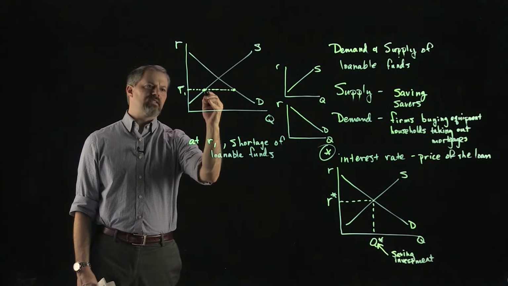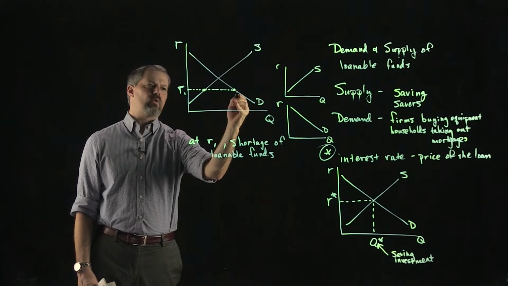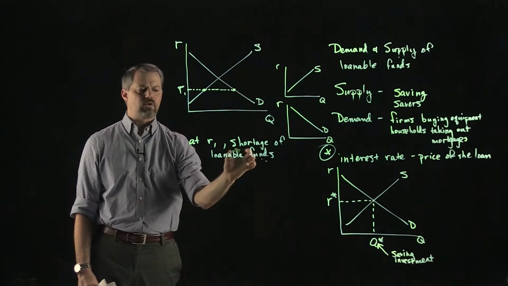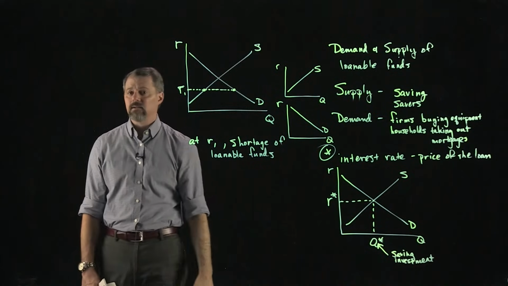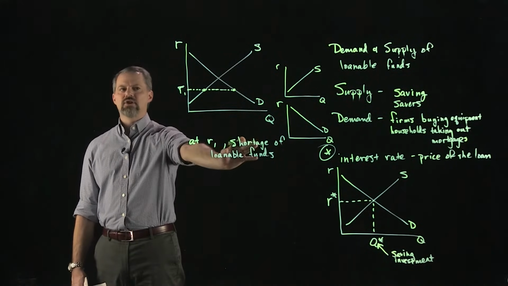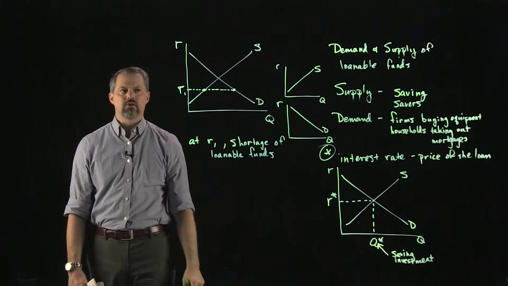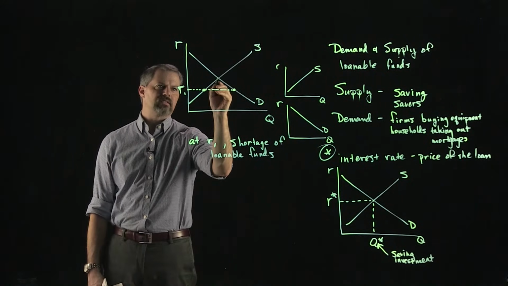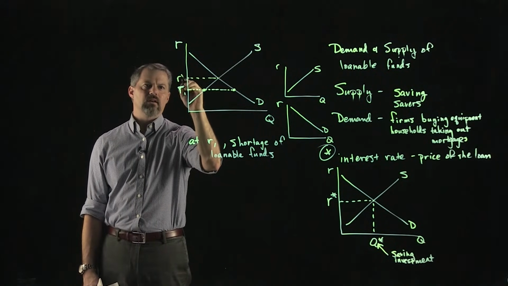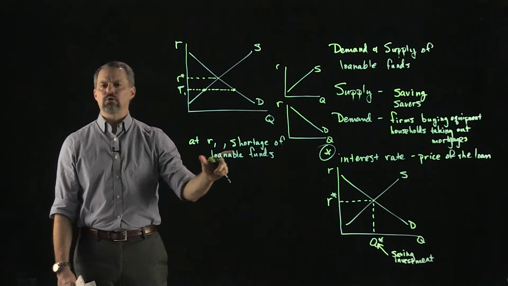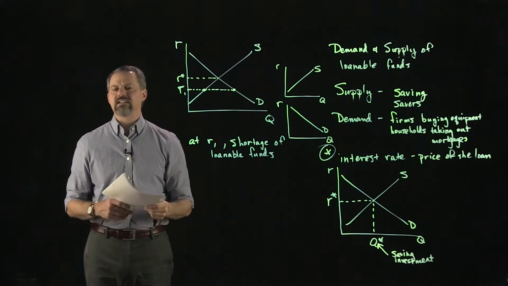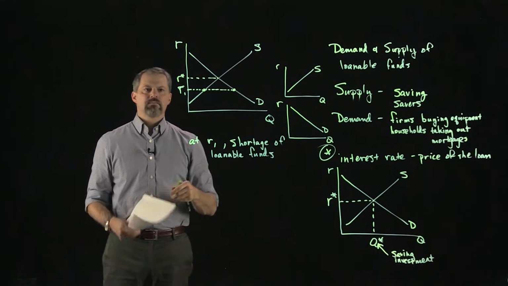And as it rises, the quantity supplied goes up and the quantity demanded goes down. So the shortage of loanable funds gets smaller. But until that shortage goes away, there's still going to be upward pressure on price, and that's going to push price right up to R star. At R star, there's no shortage anymore, so there's no more incentive to increase price.